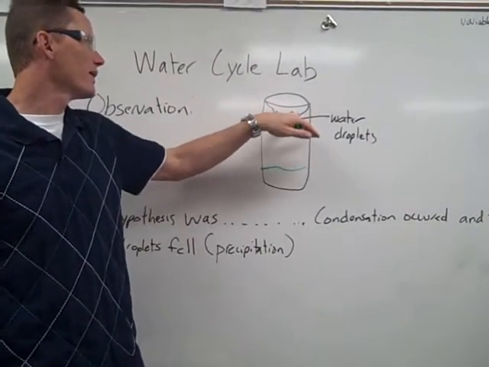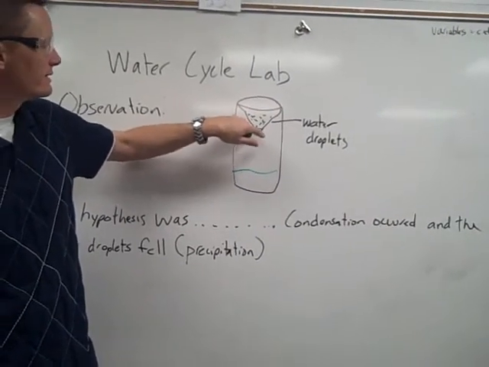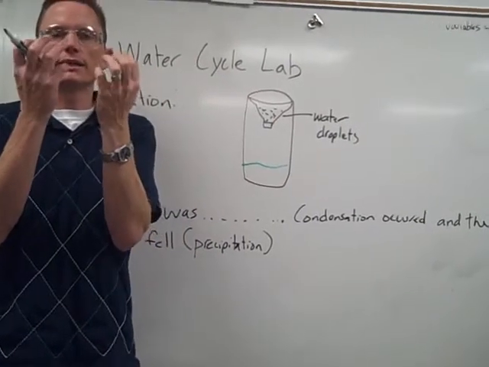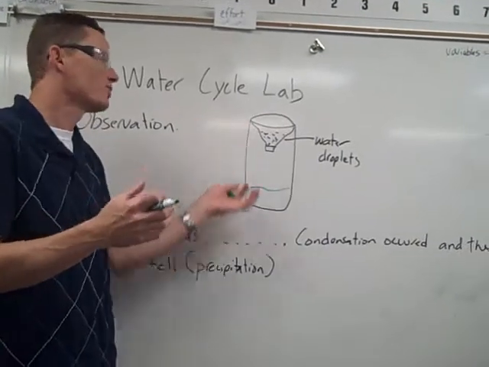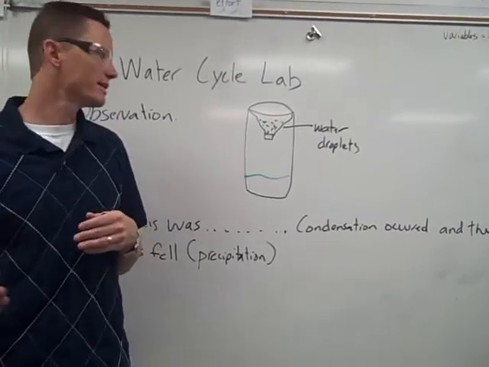If you look very carefully, tiny droplets forming on the top of that. And those droplets resemble, what do those droplets resemble? Precipitation. That is correct. We saw condensation occur where water vapor condensed into water droplets inside the soda bottle. Eventually, those water droplets became heavier and heavier and dropped. When those water droplets fell, we call that in the natural world precipitation.